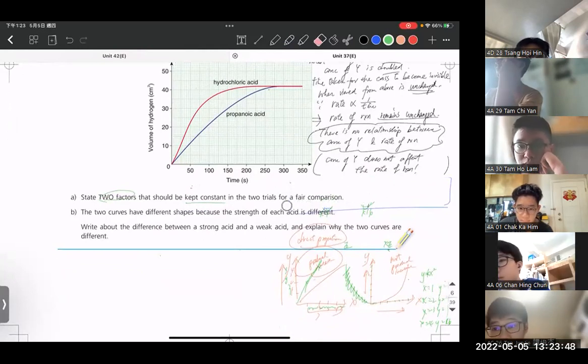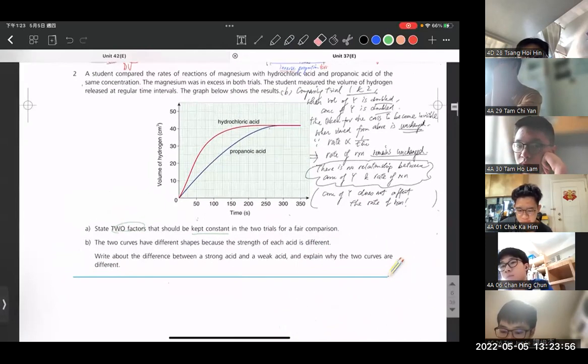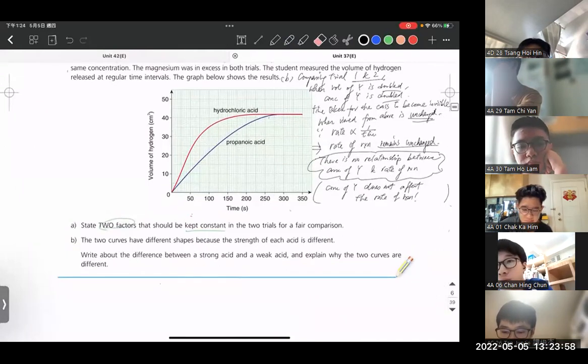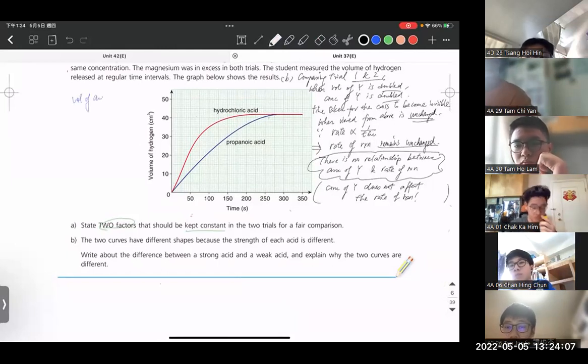Volume of acid. Agree? The others, how about the others? Agree? Volume of acid. Now I try to mark it one by one, okay? Volume of acid. What else?